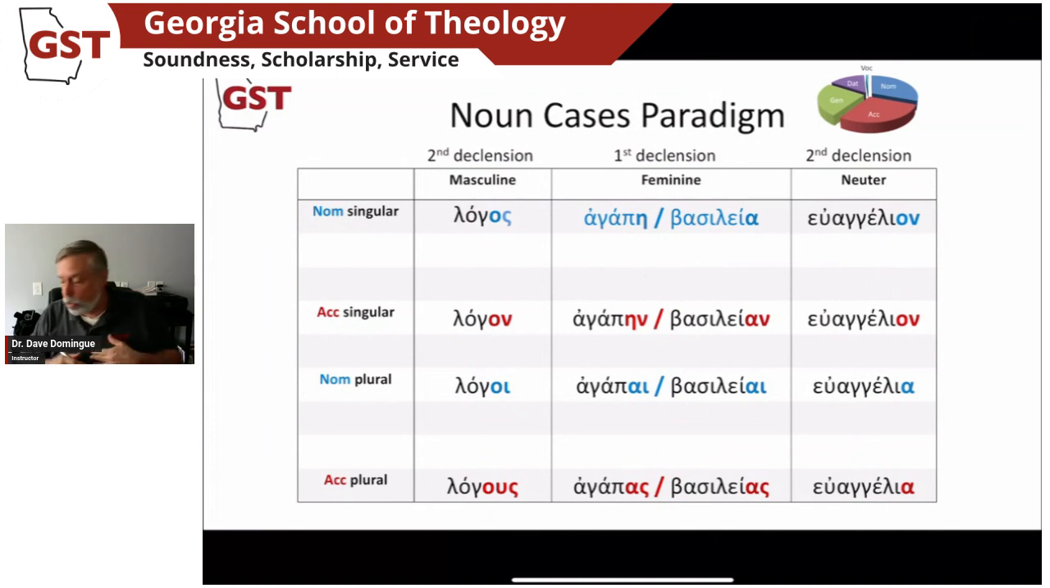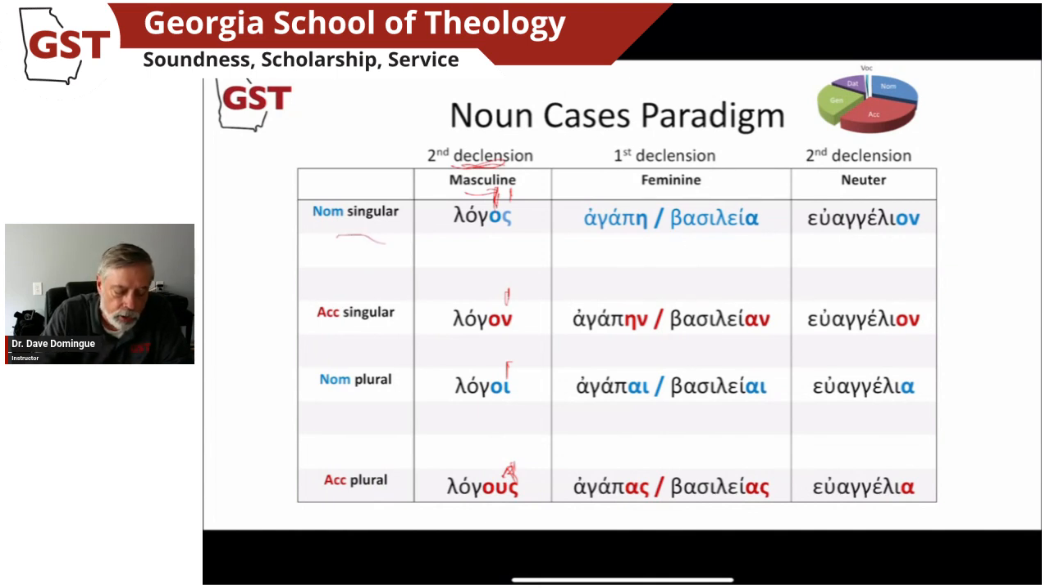logos is a masculine word. And because it's a masculine word, it follows a second declension pattern, because we have an omicron connecting vowel. Because it is a masculine word, it's going to follow the second declension pattern. The pattern is going to tell me what case endings I use for the various functions.